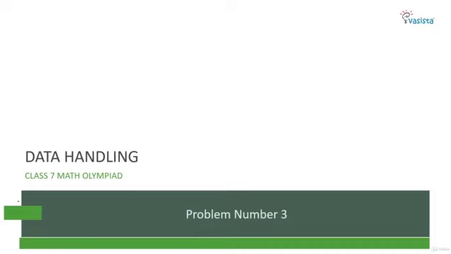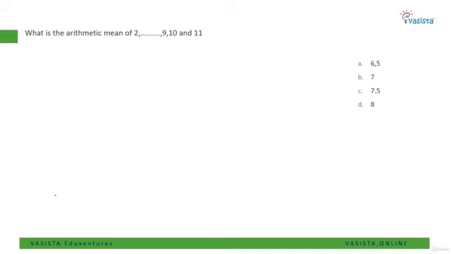Fine, let us start working on the third problem here. Right, what is the arithmetic mean of 2, 3, 4, 5, 6, ... up to 9, 10 and 11? They have given 9, 10 and 11, which means it is from 2, 3, 4, 5, 6. So you are supposed to find it.